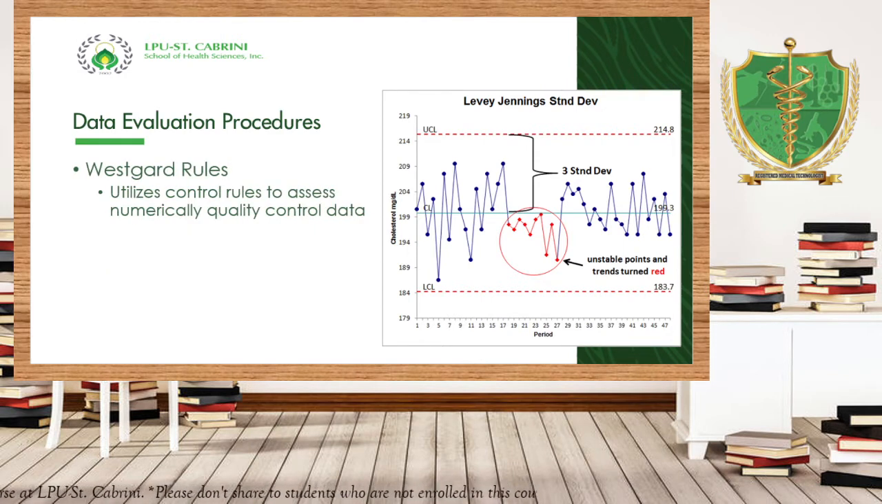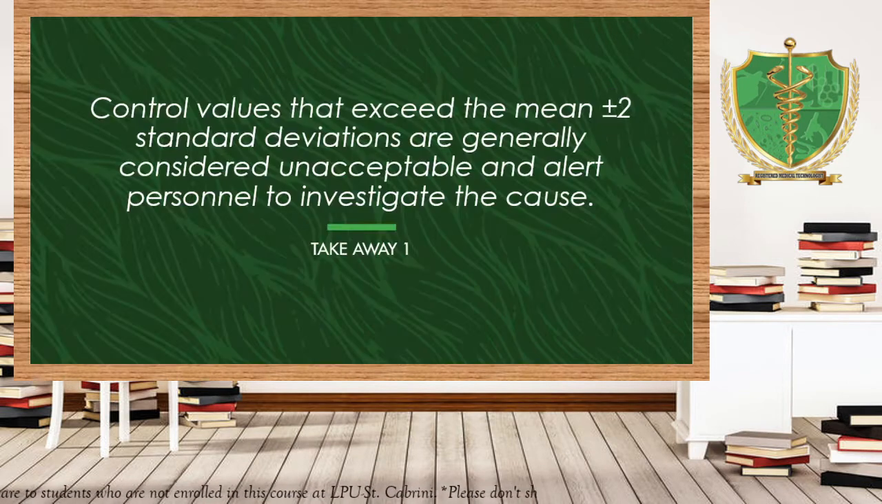Okay? And the Westgard rules are used to utilize control rules to assess numerical quality control data. Okay? Take note, this is takeaway point number 1. Control values that exceed the mean positive or negative 2 SD, or standard deviations, are generally considered unacceptable and alert personnel to investigate the cause of a result that falls under positive or negative 3 SD.